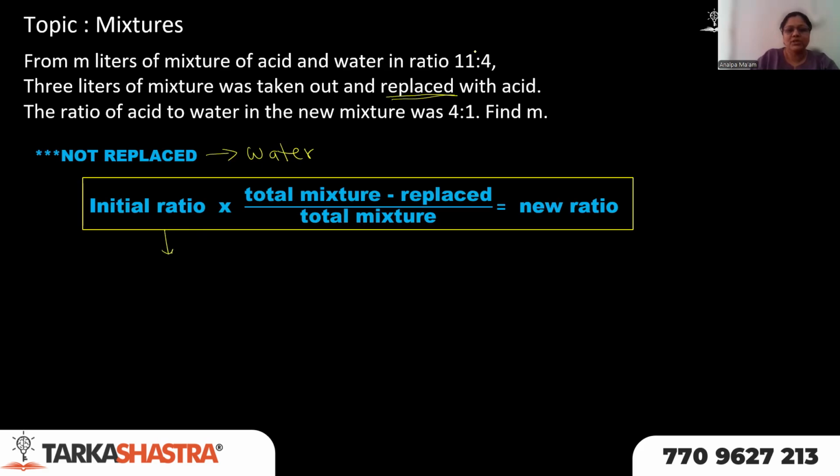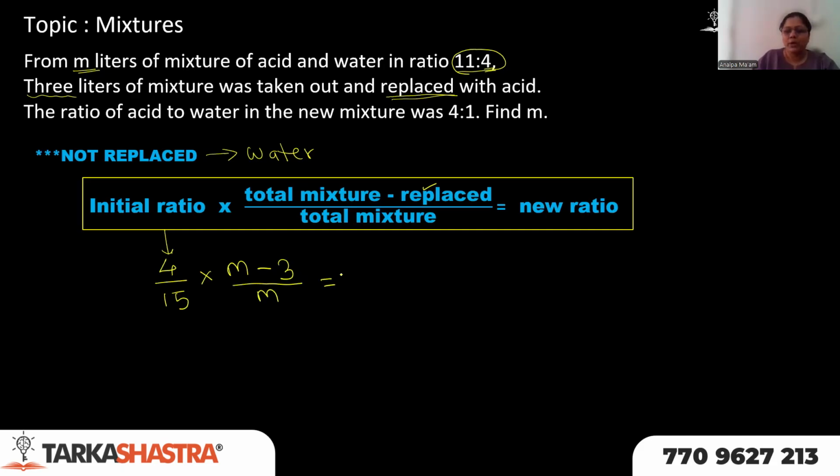So the initial ratio is 11:4. 4 is for water. So I write 4 divided by the total of the initial mixture, 11 plus 4, that is 15, multiplied by the total mixture, which was m liters initially. So m liters minus the replaced quantity. The replaced quantity is 3 liters. So minus 3 liters that was replaced, divided by the total mixture, which is m again.